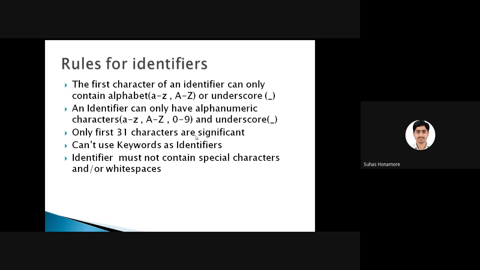You should memorize it and understand it, then memorize it. So here the rules: you can give some name, but the first letter should always be a letter or underscore. You can give digits also, that is fine. Then 31 characters maximum you can give. Keywords you should not give. White spaces and special characters you should not give. Okay, so these are the rules.